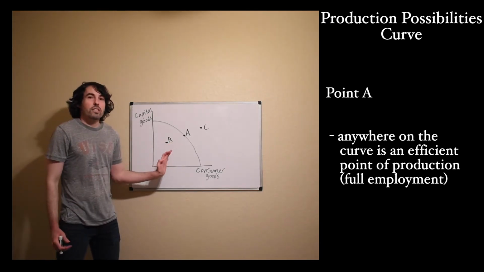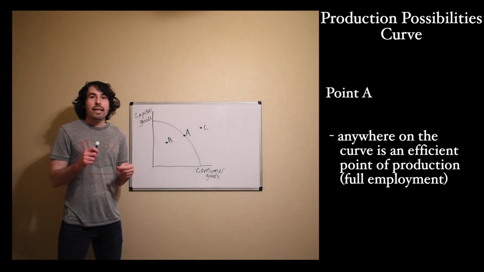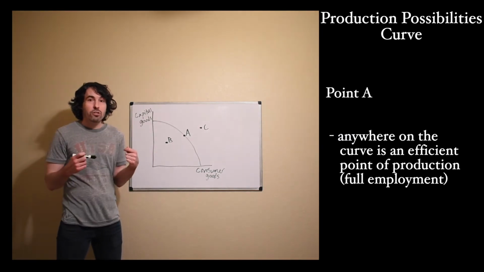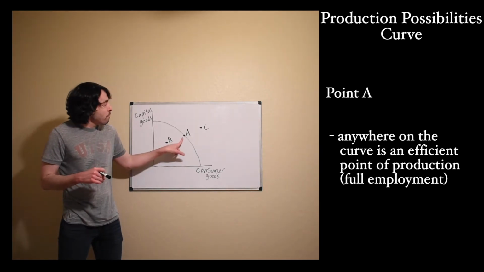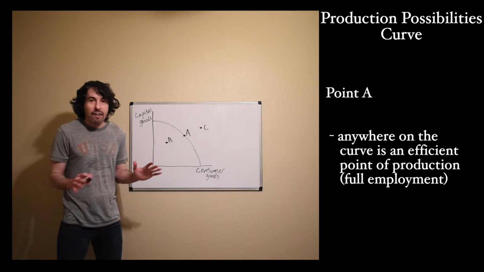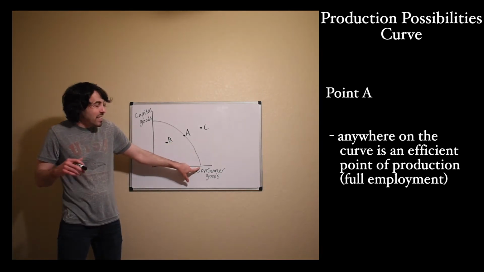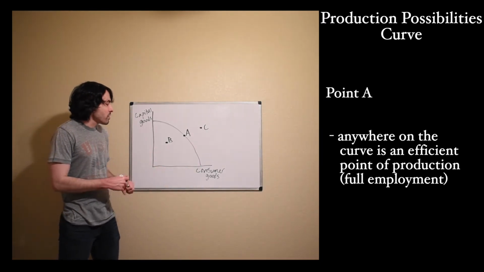So there's three important points here. The first would be point A. Point A represents a possibility or a combination of consumer and capital goods that is an efficient use of resources. That point right there does not have to be the only place that it could be. That could be all the way here. It could be just making nothing but consumer goods. That would still be an efficient use of resources.